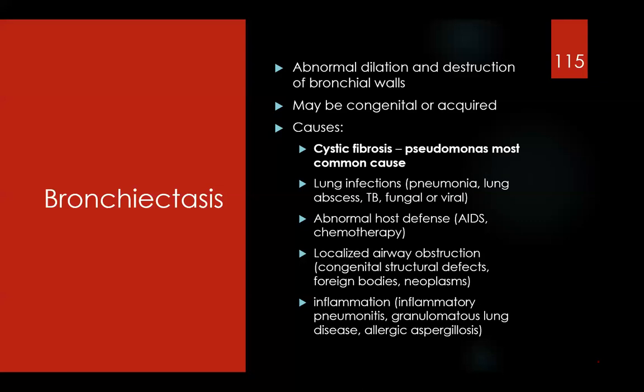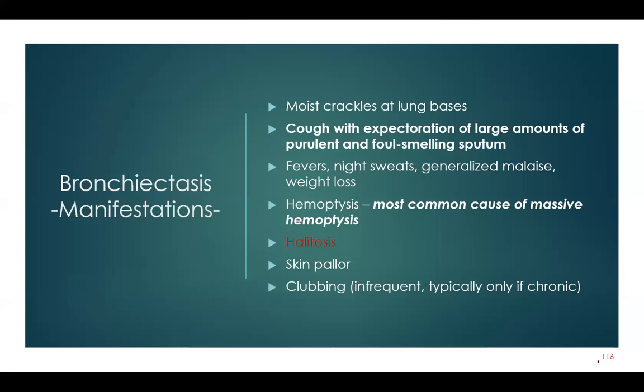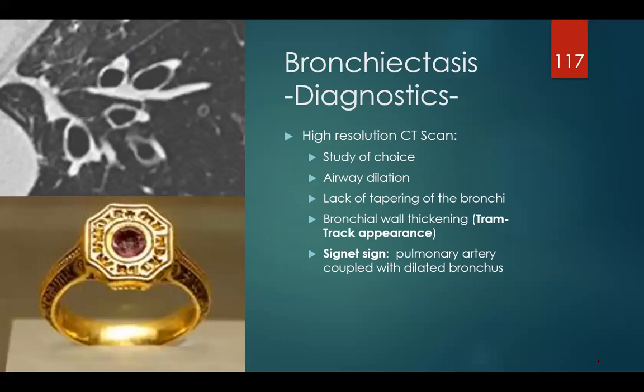Inflammation can cause this, like pneumonitis, granulomatous lung disease, and allergic aspergillosis. Bronchiectasis manifestations include bad breath, crackles at the lung bases, cough with expectorant, foul-smelling sputum, night fevers, night sweats, generalized malaise. Hemoptysis is a common cause, and it may result in massive hemoptysis. They may have some clubbing, and they may have some skin pallor if this is chronic.